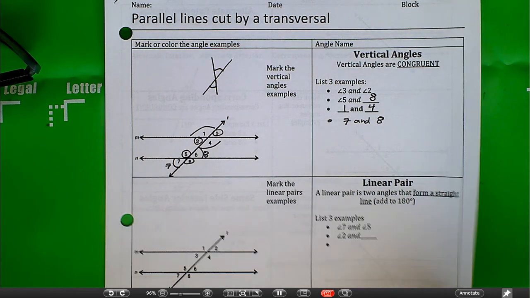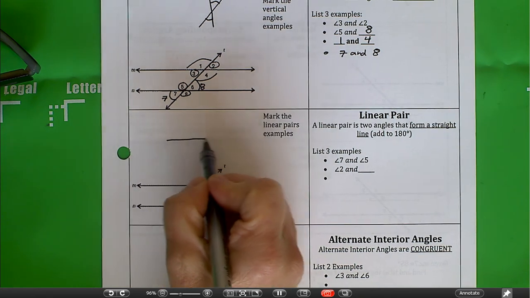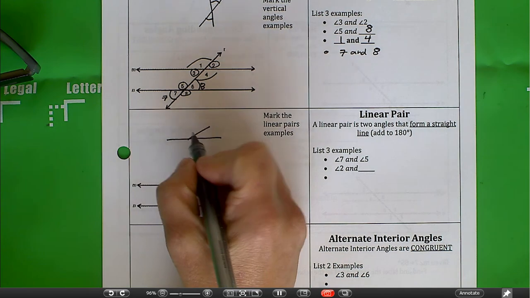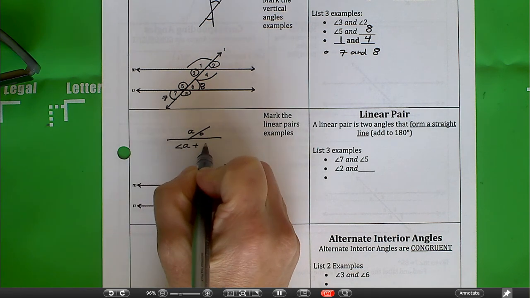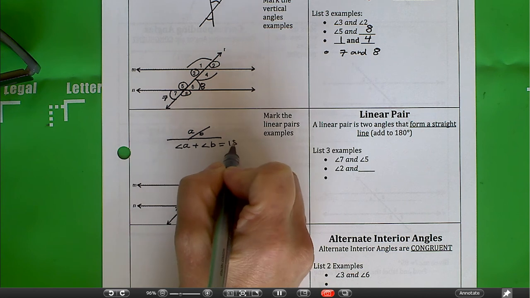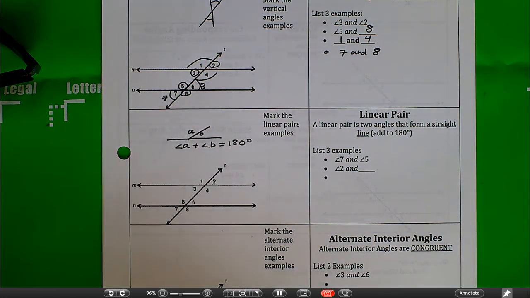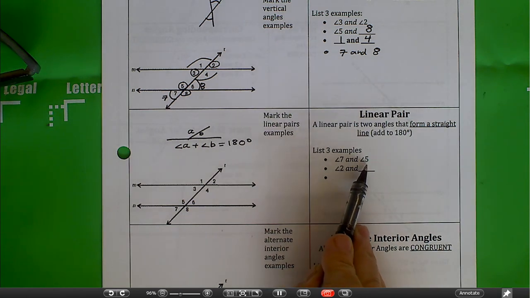Now we're going to look at linear pairs. Just to remind you what a linear pair is, this is a line, this is a linear pair, and angle A plus angle B is equal to 180 degrees. They are supplementary. An example of a linear pair is 7 and 5.